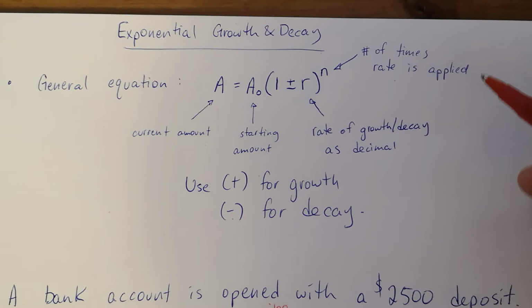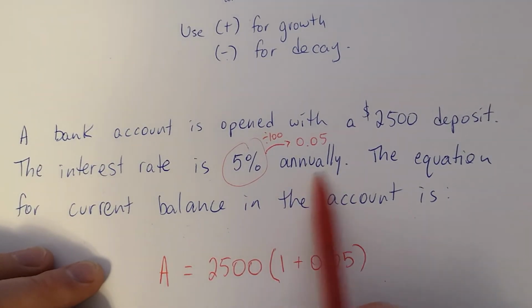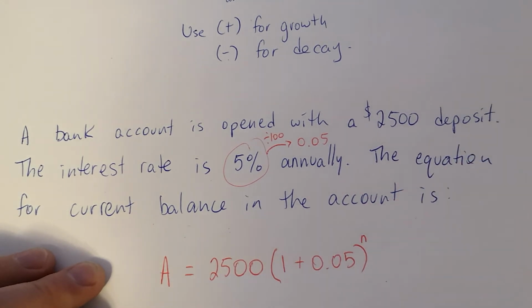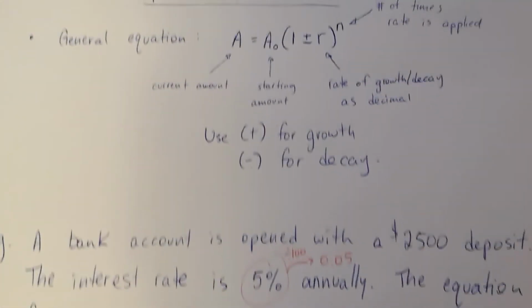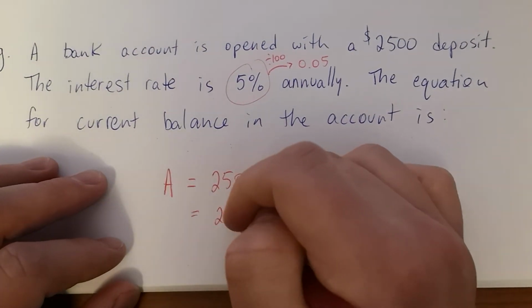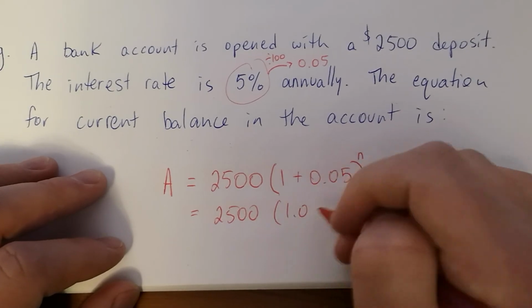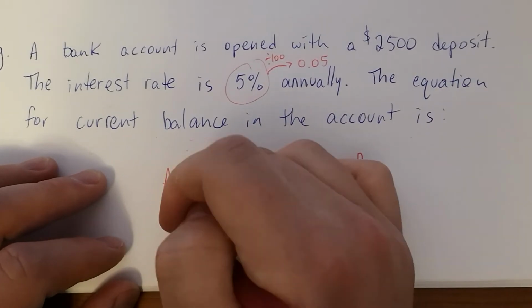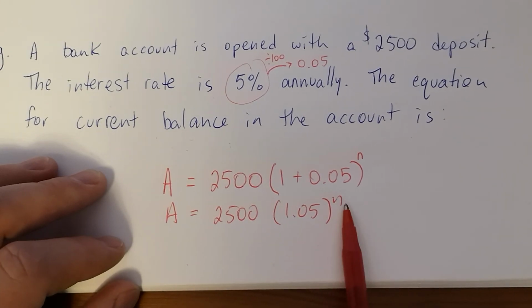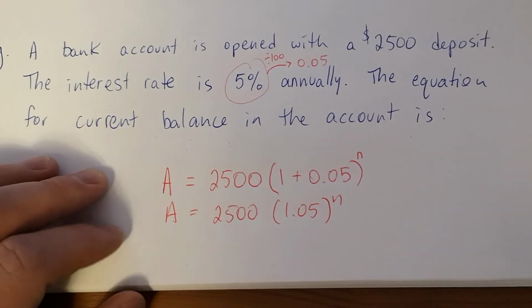N, number of times the rate is applied, it just matches this. So N's the number of years. You can call that T if you wanted, or Y for years. I'm just going to call it N, like before. Okay, so this is it. We did it. You can simplify this. It looks like this. Okay, so this formula will tell you how much money's in the account after N years. We'll do some examples in the next video using this.